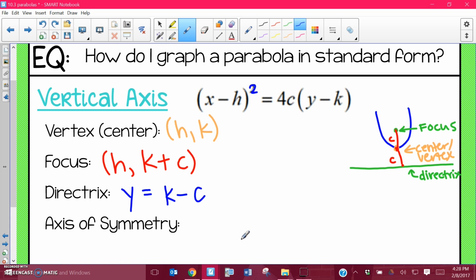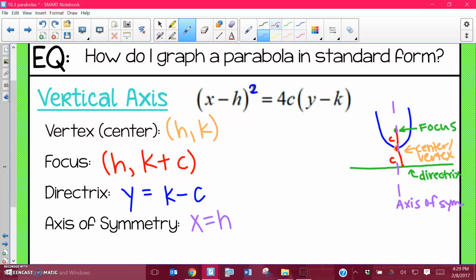Okay, and finally my axis of symmetry, that's something that you've seen for a while now. That axis of symmetry goes through your vertex and is that straight vertical line in this case. So I could fold it over this line and it would be the same graph on either side. So my axis of symmetry is going to be a vertical line, so it'll be an x equals, and it's just the x coordinate.